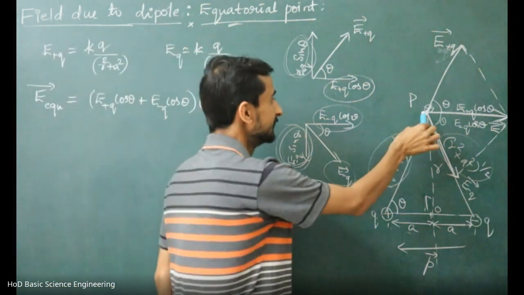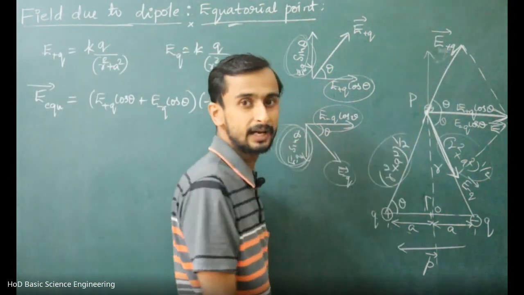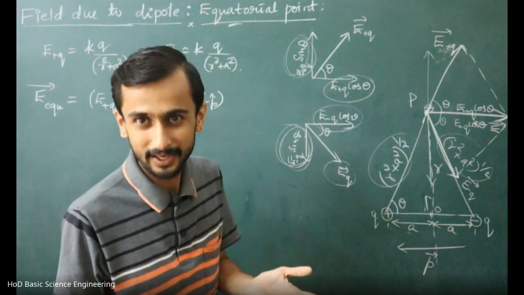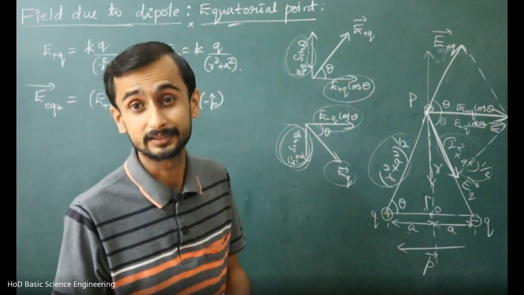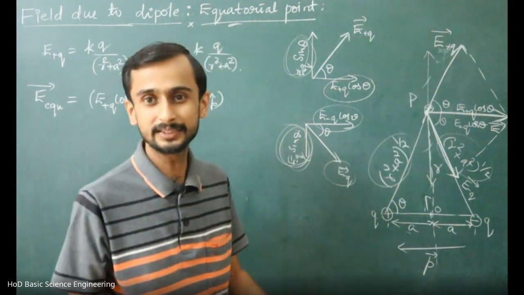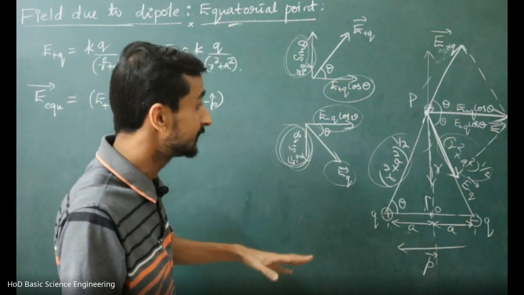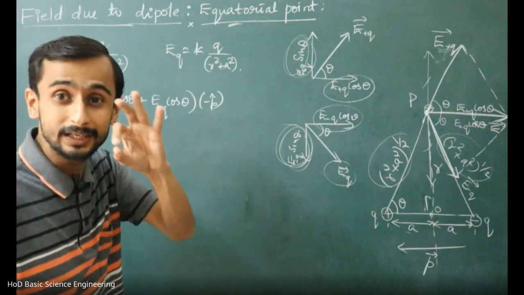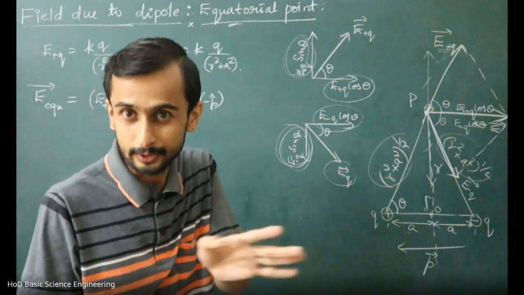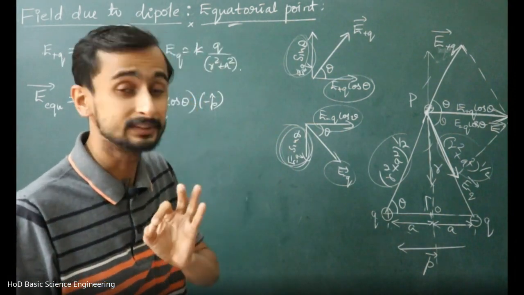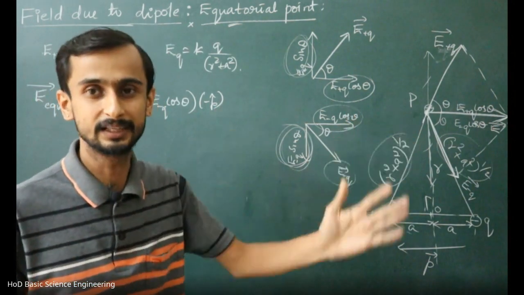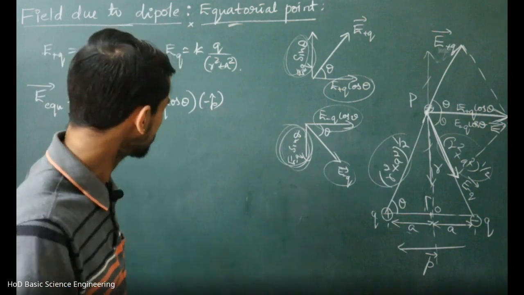E plus Q sin theta will act along this and E minus Q sin theta will act along this. They have equal magnitude and act in opposite directions. Then what happens? Of course, they cancel each other. Therefore, the net field at P is only due to the horizontal component, the cos theta component. There is no need to consider the sin theta component because they cancel each other. Hope it is clear.